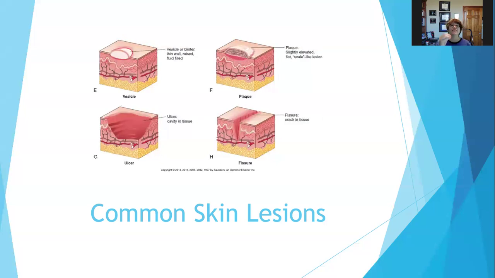A vesicle is what we usually call a blister, which is a thin-walled, raised, fluid-filled lesion. A plaque is a slightly elevated, flat, kind of scale-like lesion. An ulcer is a cavity in the tissue, and a fissure is a crack in the tissue.